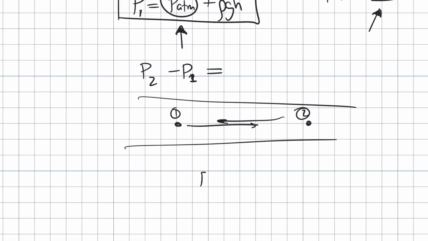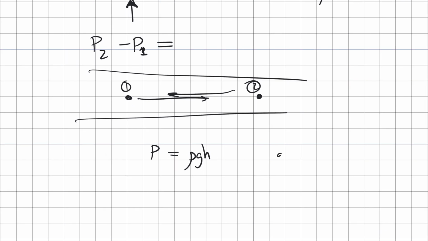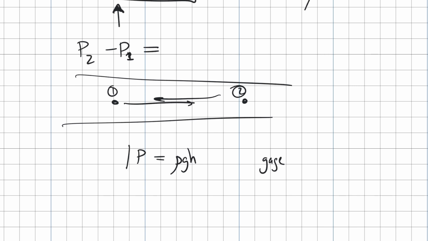So typically, we would say that the pressure at any given point is rho g h. This is specifically for a gauge pressure, meaning that if I have a pressure of 0, that means I'm at atmospheric pressure. It also means you can have negative pressures in this case, because it just means you're below atmospheric pressure. In an absolute sense, you can never have a negative pressure.